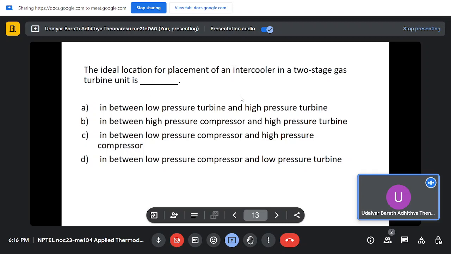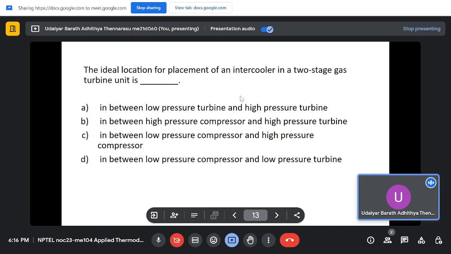So intercooler we use to reduce the compressor work, because compressor work is directly proportional to the pressure ratio. So higher pressure ratio, higher temperature. If you reduce the temperature, you can reduce the work. To reduce that, you use an intercooler. So it should be going between compressors, and the opposite is true in the case of turbine. So you put a reheater in between turbines, and you put an intercooler in between compressors. So the answer is option C, in between low pressure compressor and high pressure compressor.